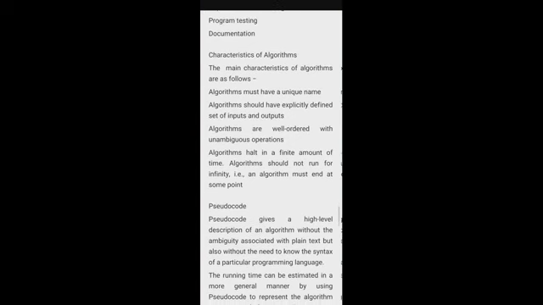So these are the characteristics of an algorithm. I used my time to break it down so that we understand that for every algorithm, these are what is required.